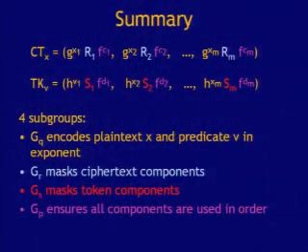Okay, so to summarize, we have these 4 subgroups, which each play different roles. In the GQ subgroup, we encode the plaintext and the predicate in the exponent and do the inner product computation. We use the GR subgroup to mask the ciphertext components. The GS subgroup similarly masks the token components, and the GP subgroup is used to ensure that all the components are used and in the right order.